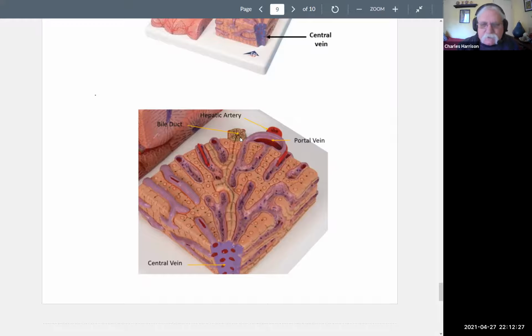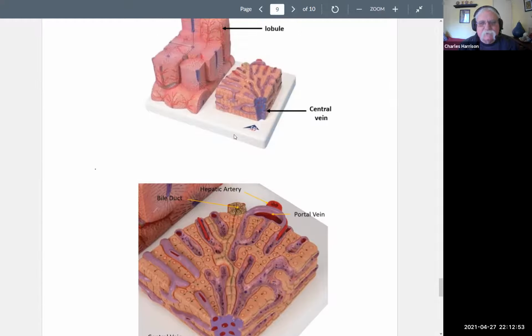That's bringing bile from the liver itself and taking it away towards the gallbladder or the hepatic duct, eventually to emulsify fat. The bile that's produced in the liver has to get out of the liver, and it gets out through the bile duct.